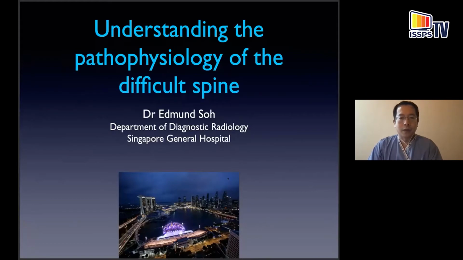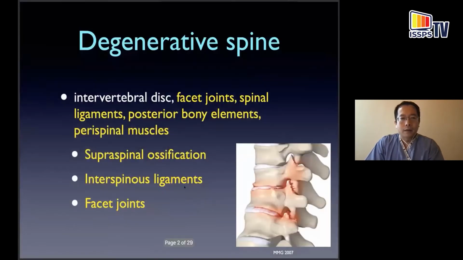So there are a few things that we need to understand with a difficult spine. The most common one that we will encounter is going to be the degenerate spine. Following that, we're going to talk about inflammatory conditions in the spine, such as ankylosing spondylitis. Then we'll cover a little bit about other miscellaneous conditions like epidural lipomatosis and scoliosis as well. The most common one that we will encounter is the degenerative spine.